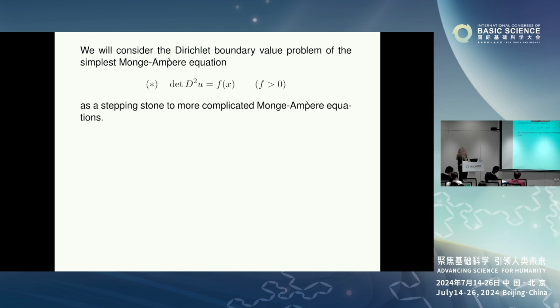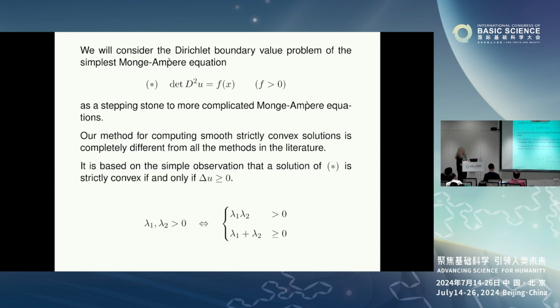Today we'll consider the Dirichlet boundary value problem of the simplest Monge-Ampere equation as a stepping stone to more complicated ones. Our method for computing smooth, strictly convex solutions is completely different from all the methods existing in the literature. It's based on the simple observation that a solution of the Monge-Ampere equation is strictly convex if and only if the Laplacian of U is greater than or equal to 0.